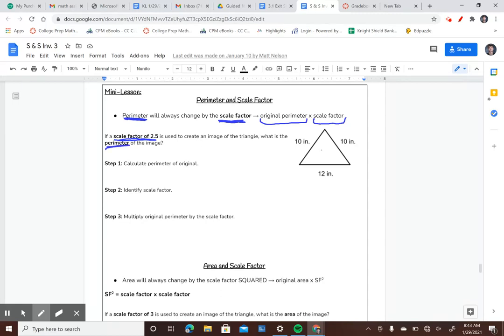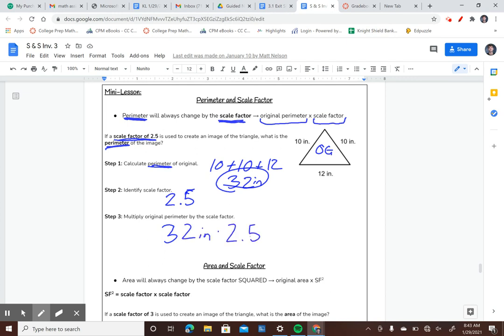Okay, so here is the original. So we're going to calculate the perimeter of the original, which should be 10 plus 10 plus 12, which should be 32. Now we're going to identify the scale factor, 2.5. Now we're going to multiply the original perimeter by the scale factor. So we're going to do 32 inches multiplied by 2.5.